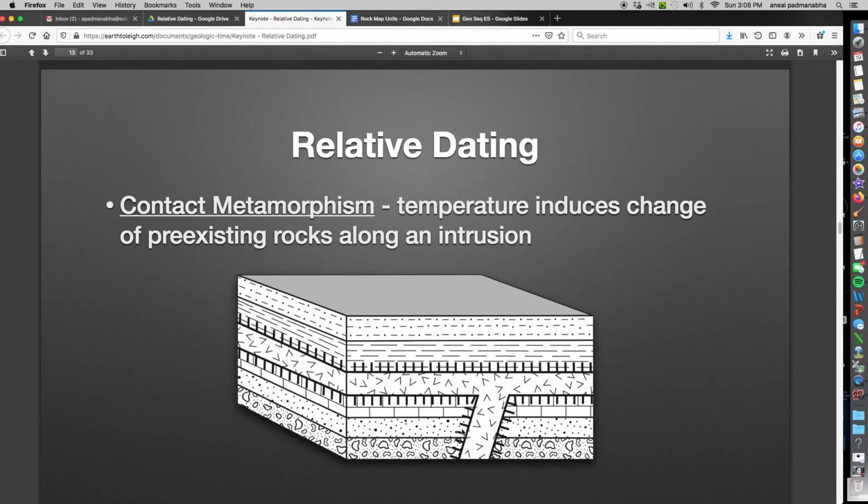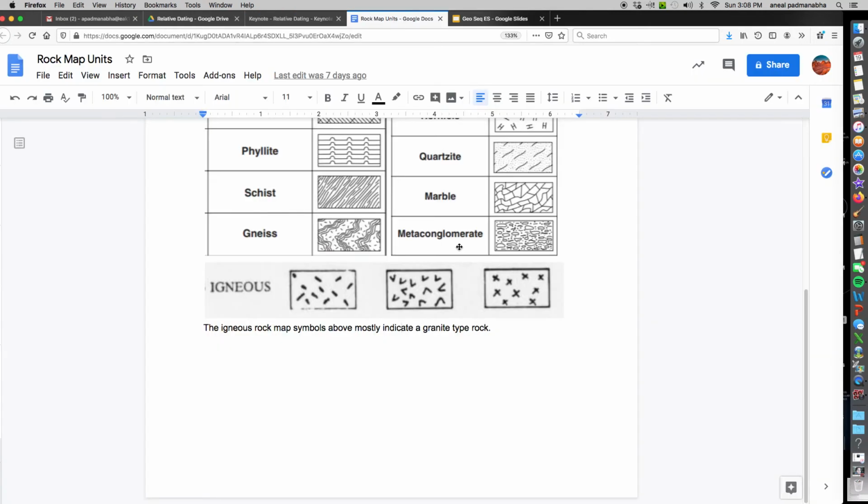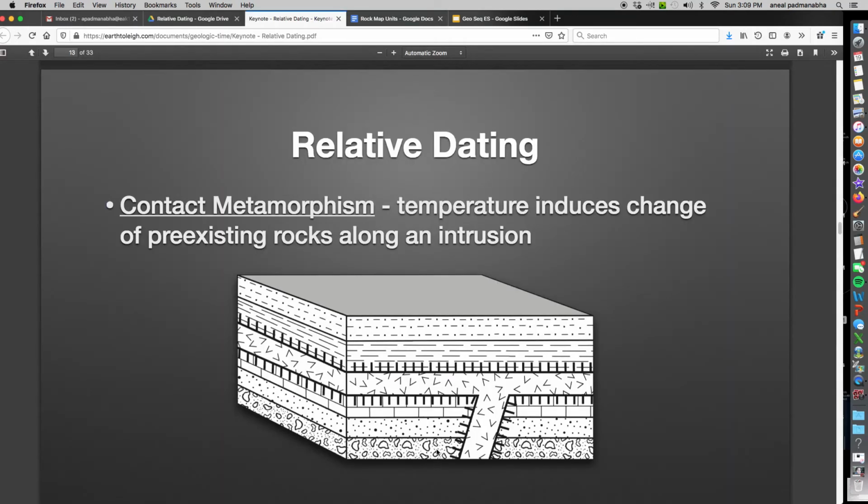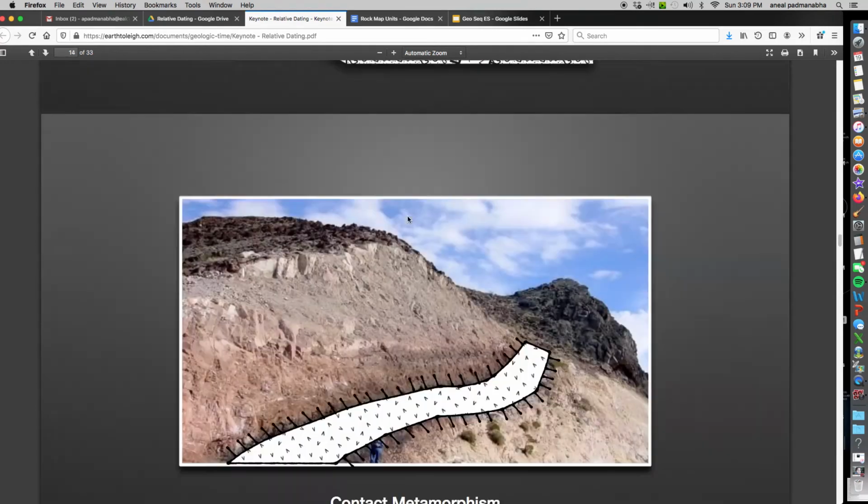Sandstone, this is going to be quartzite, I believe. I could go back and see. I'll look at this. It's been a while. Yeah, it's going to be quartzite. And then this conglomerate would be metaconglomerate, I'm assuming, for that one. I'd have to look at the reference table just to make sure, though.